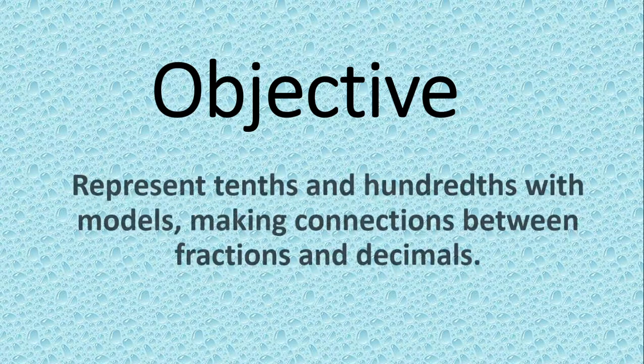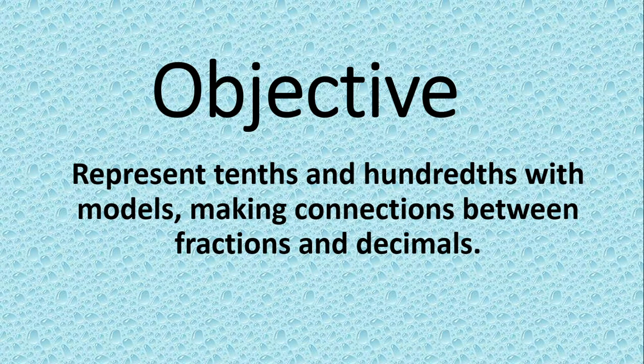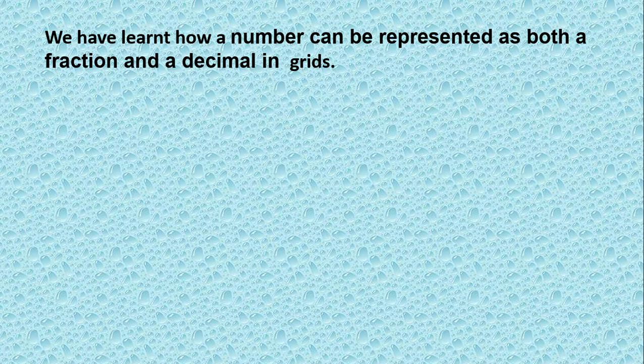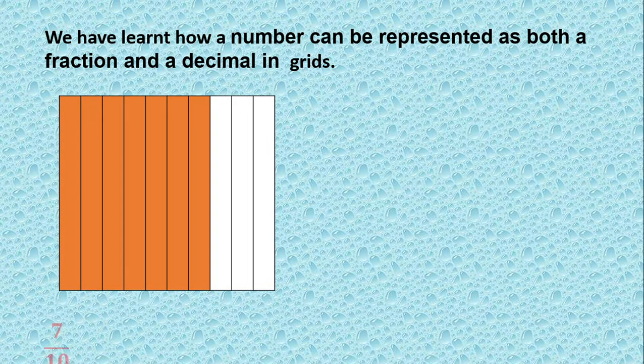Our objective for today is to represent tenths and hundredths with models, making connections between fractions and decimals. Last week we learned how a number can be represented as both a fraction and a decimal in grids. To represent 7 tenths, we made a grid of 10 parts and then we colored 7 in it. And it can be written as 0.7 in decimals.